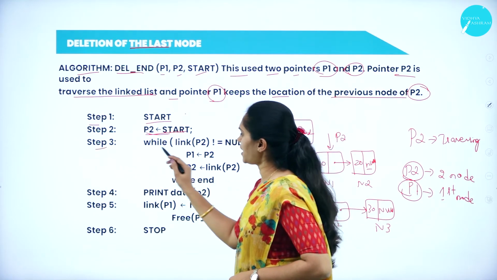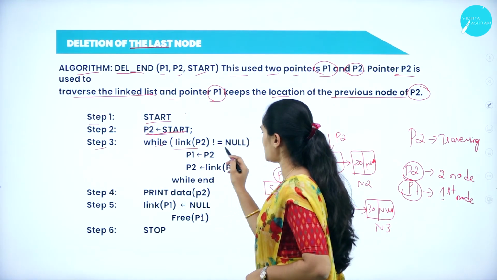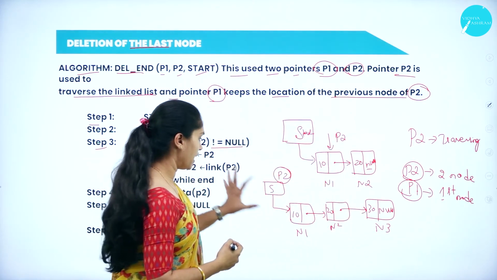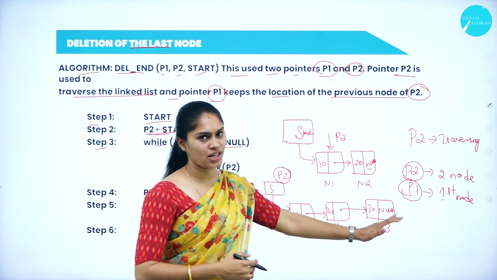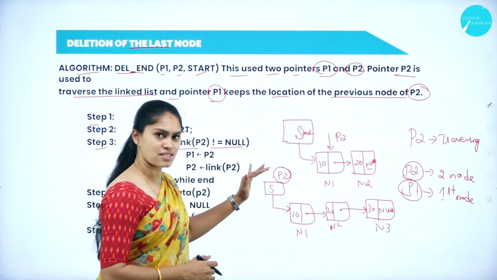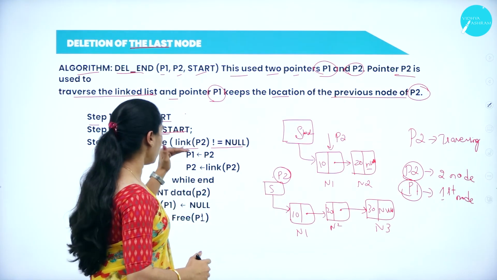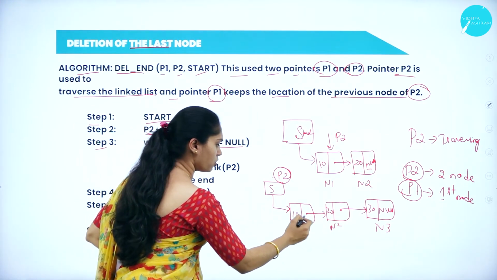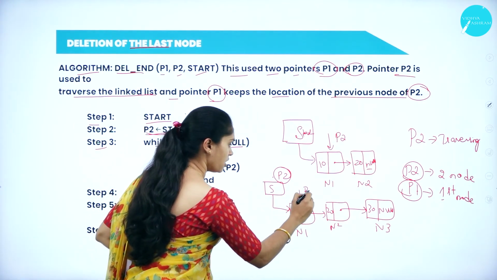Okay. So in the step 3, while link of P2 is not equal to null. So I am going to check with the first node of a linked list. I have 3 nodes, N1, N2 and N3. So P2 is in the start position. Now I am going to do this one, link of P2. So what is this link of P2? That is what it is indicating, the first node.